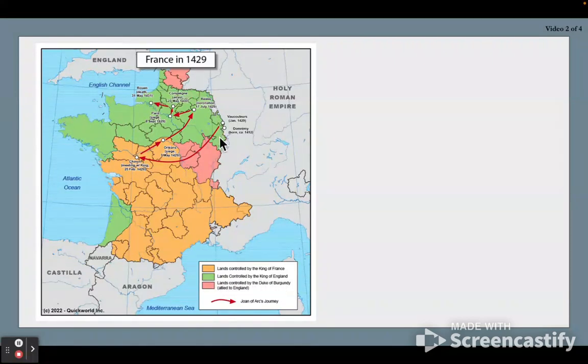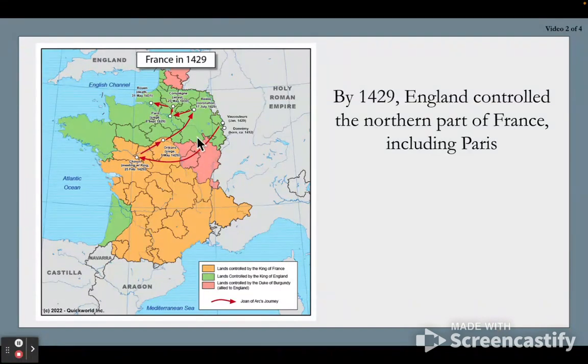So I see that much of northern France was actually controlled by the King of England by 1429, as well as this area down here, Gascony. What this tells me when I'm analyzing this map is that England has slowly been making its way south, trying to take over as much of France as possible. By 1429, England controlled the northern part of France, including Paris. So Paris had been taken under control of England by 1429.